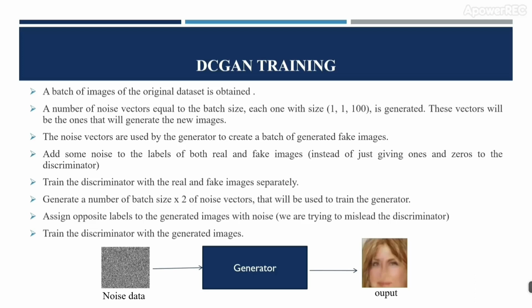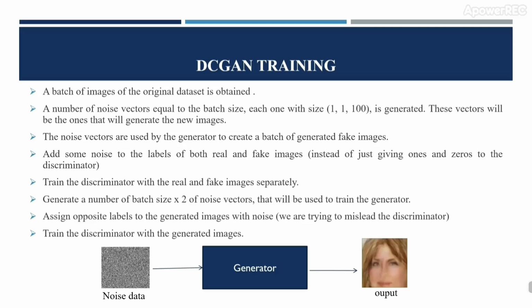Now train the discriminator with real and fake images separately. Now generate the number of batches with 2 times multiple of noise vectors, and these will be used to train the generator. Now train the discriminator with the generator images.